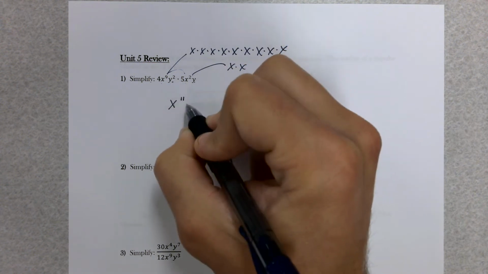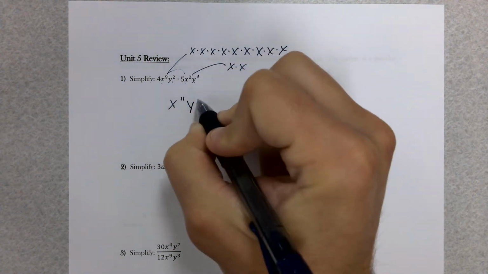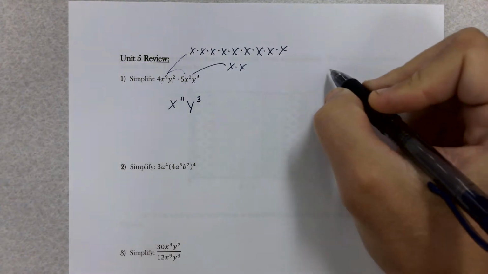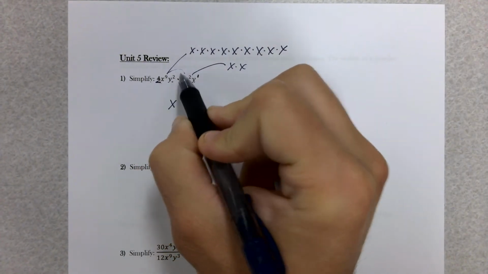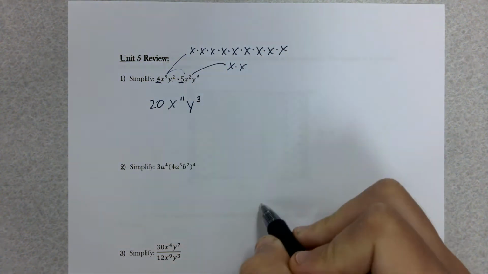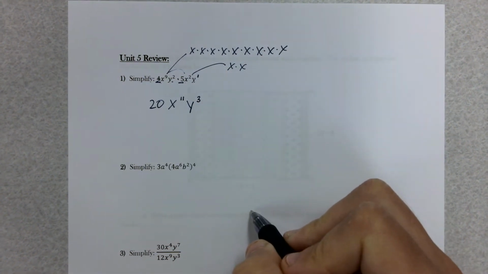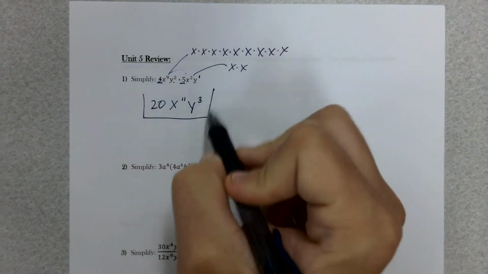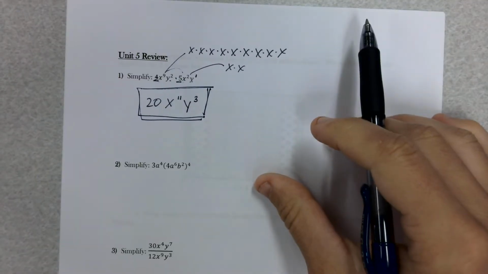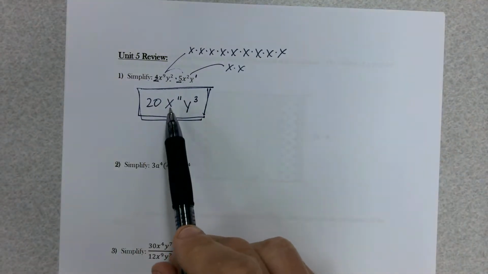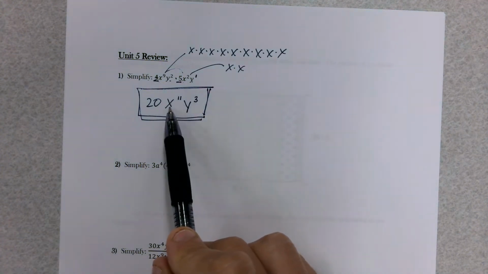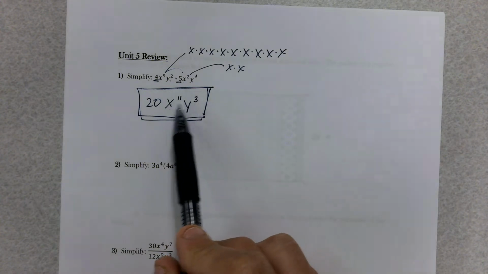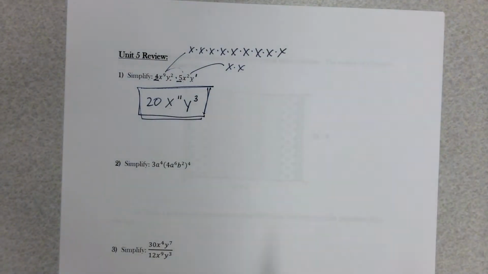So we can do the same with the y's. Technically there's a 1 here, so that would be y to the 3rd. So we end up with an x to the 11th, y to the 3rd. And then just don't forget, you're still multiplying coefficients like you've always multiplied coefficients. Okay, so 4 times 5 is 20 every single day of the week. Nothing changes there. We have our 20, x to the 11th, y to the 3rd. And that would be simplified because I have variables with positive exponents. I can't combine different variables. That's the best I can do.